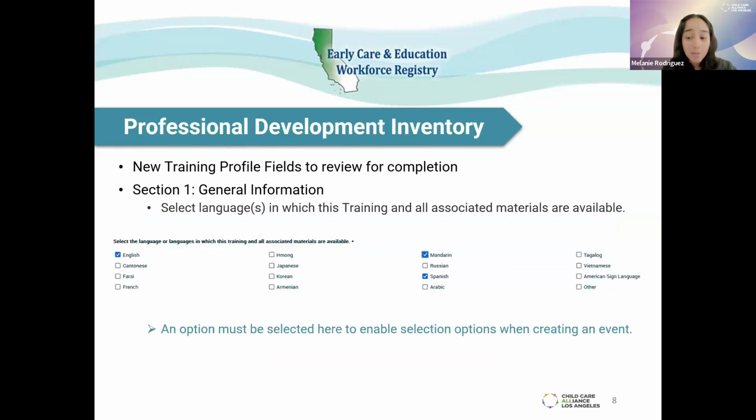For section 1, language is something that was added. And my suggestion for this section is, say right now the training is only going to be in English. That's all you're thinking about. But maybe later down the line, you know your community, you know that they speak Spanish, Mandarin, French, Armenian. I highly suggest putting in that language, because say 6 months from now you want to offer that training in Spanish, it's not going to allow you because you only selected English in this step here.